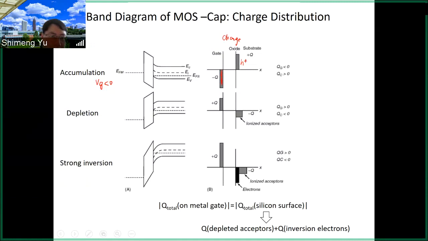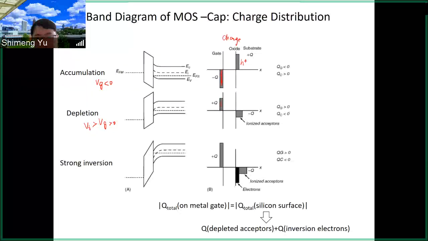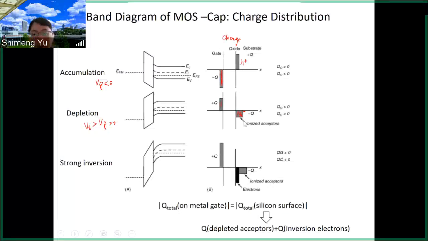And then when the gate voltage is larger than 0, but let's say smaller than the threshold voltage, then we bend down a little bit. Then this is the depletion, because we have a little bit of positive charge to the gate by the positive voltage. This positive voltage will push away the holes. Then what is left is this Na minus. This is the nucleus of the acceptors, which is negative charged.